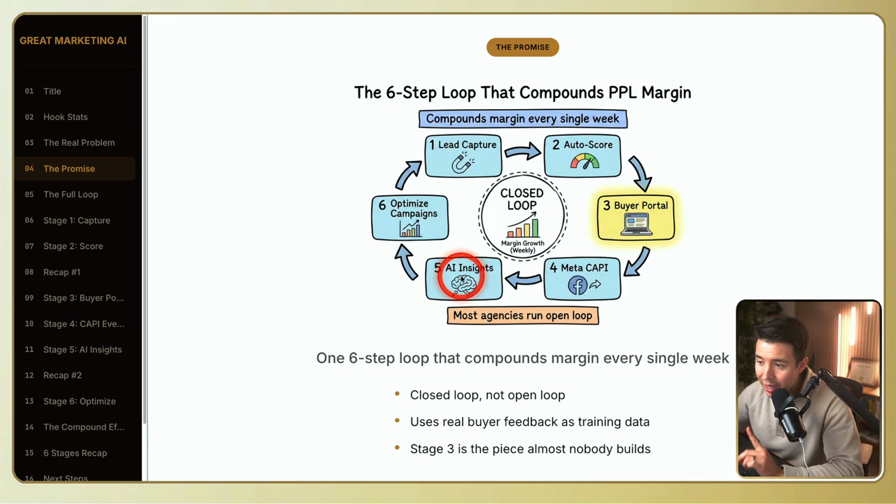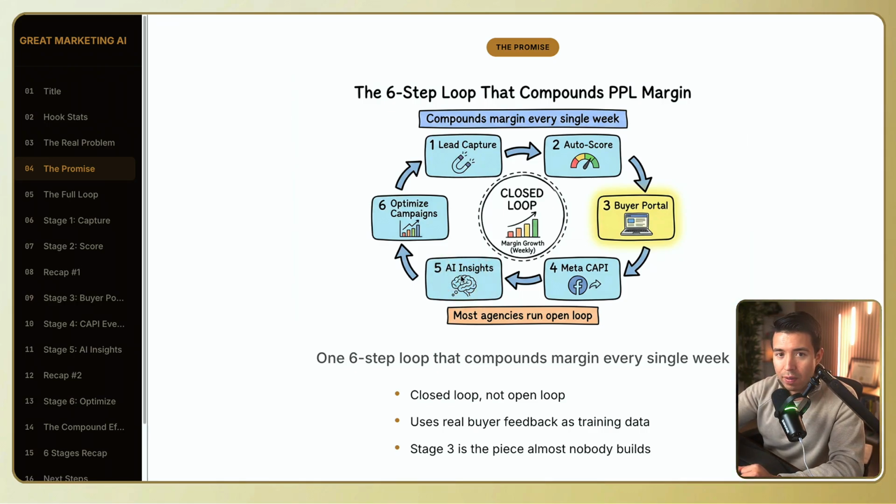We also have AI insights. So we take why the leads aren't converting and why the leads are converting, and we give you those insights directly. And you're able to use AI to give you insights on why they're converting, why they're not converting, and what you should do to optimize your campaigns. And AI is the best at this. AI is really, really good at pattern recognition.